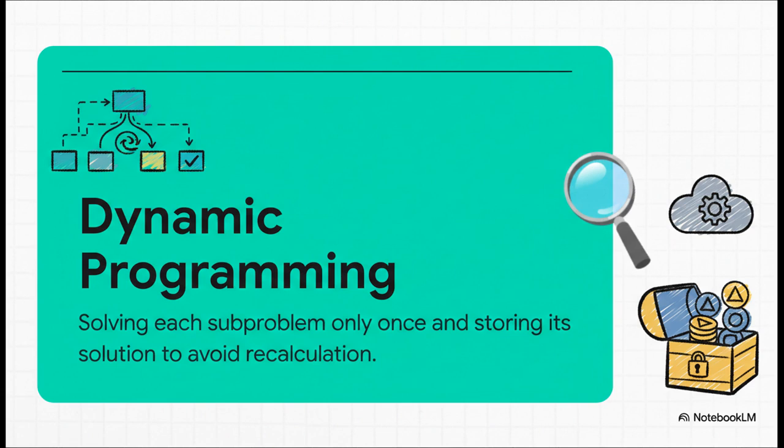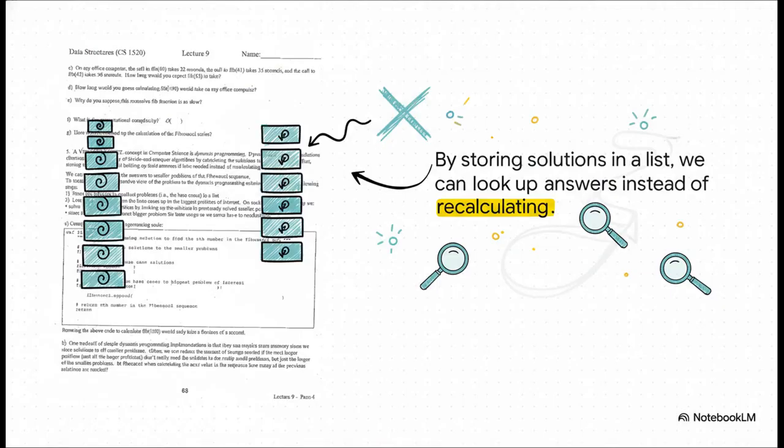And honestly, the core idea is so simple it's genius. It's basically, don't be dumb. Don't solve the same problem twice. If you figure something out, just write down the answer. Solve each little piece of the puzzle just once, save the solution, and if you ever need it again, you just look it up. So here's what that fix actually looks like.